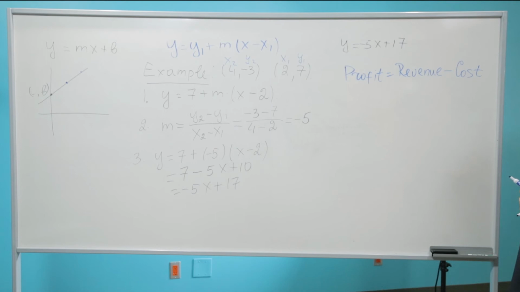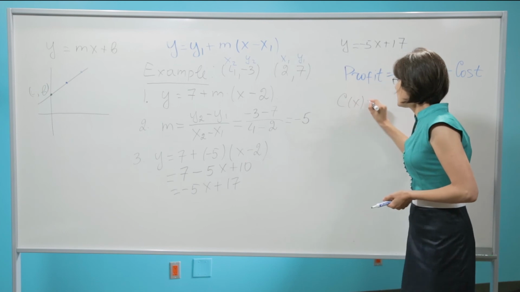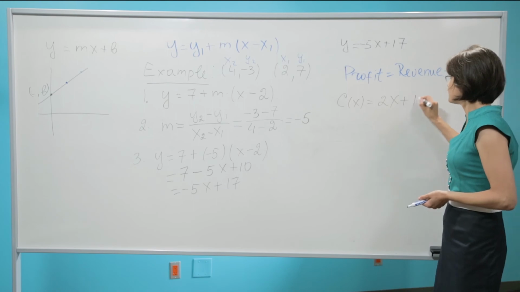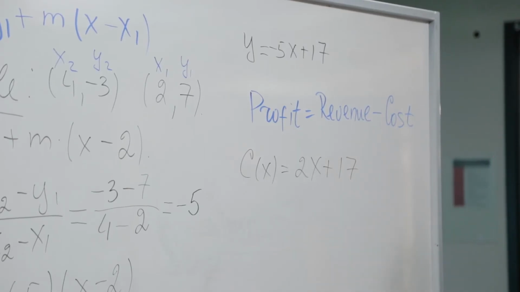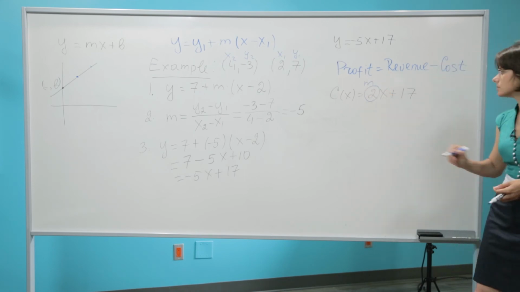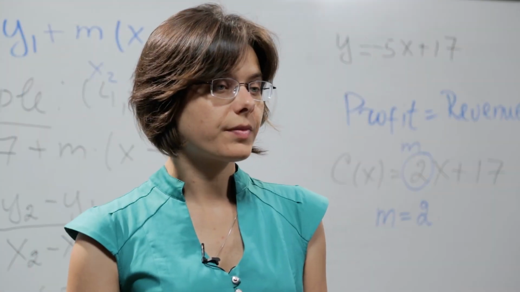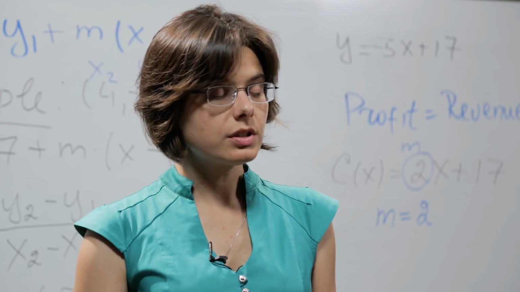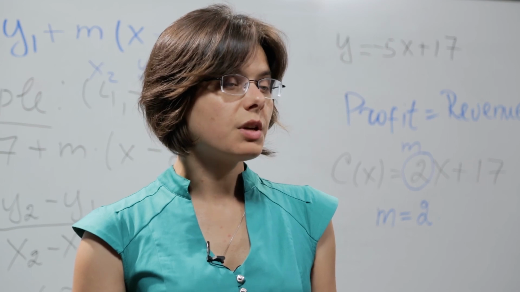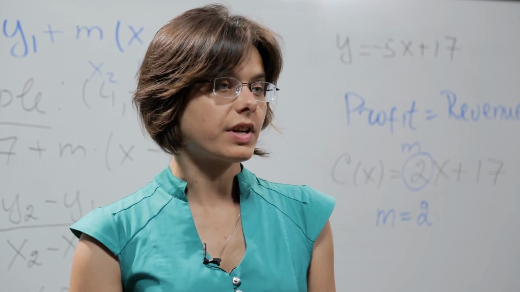On the other hand, if one of these functions, let's say the cost function, is given in terms of a linear equation, let's say 2x plus 17, then we can recognize the slope of this equation, m, is equal to 2. What does the slope tell us? If it's a cost function, then x is the number of items produced, and 2 is the marginal cost, meaning that $2 is what we have to spend in order to produce one extra item.